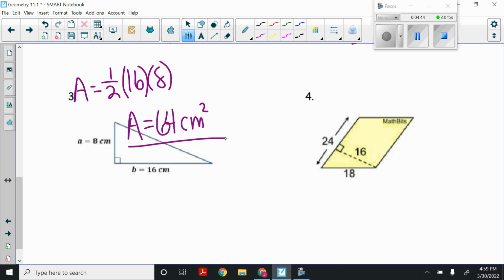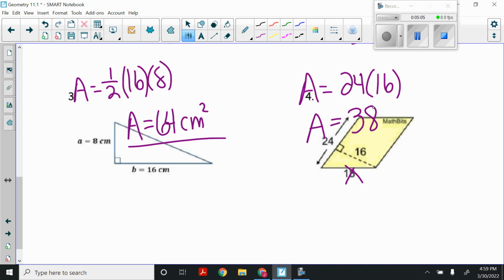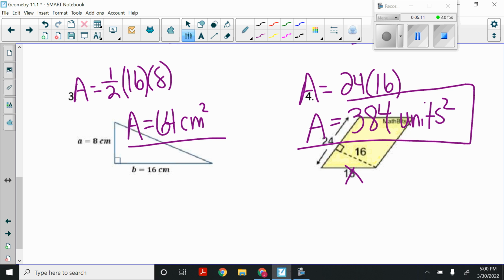Number four, I have a parallelogram. This 18, I don't need that 18. That's extra information. Sometimes they will give you more information than what you need. So the area of a parallelogram is just base times height. My base is 24. My height is 16. I know that 24 is the base because it is perpendicular to the 16. So multiply 24 times 16, and I get 384. This one did not give me any units, so I will write square units.